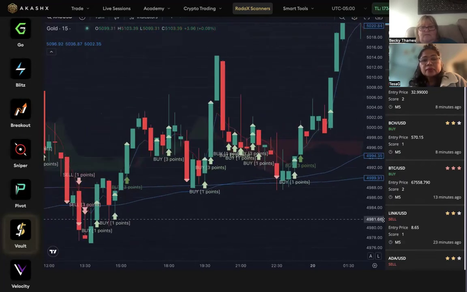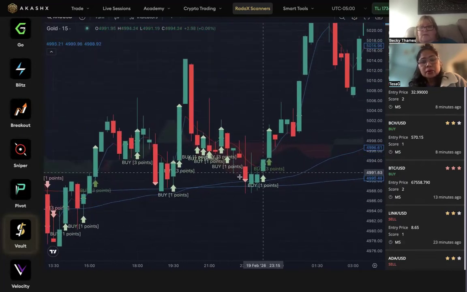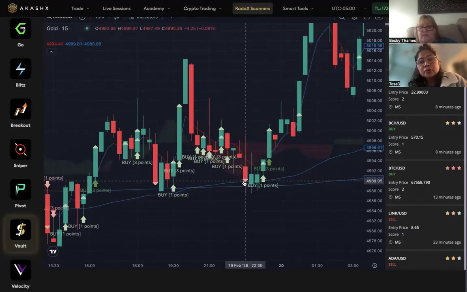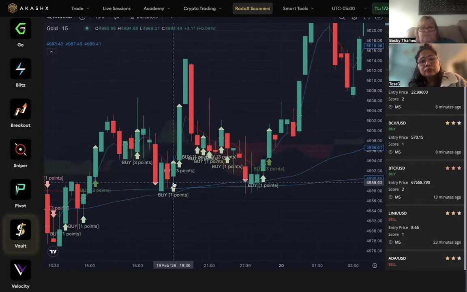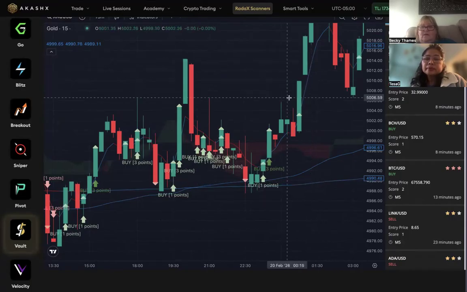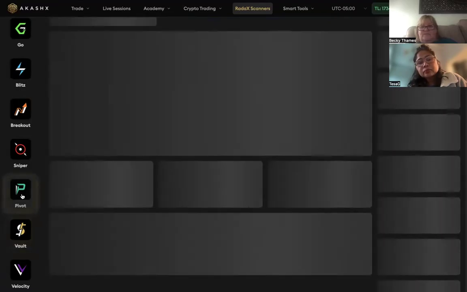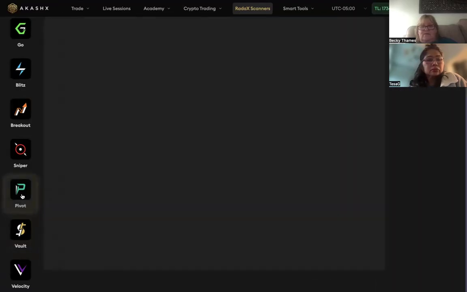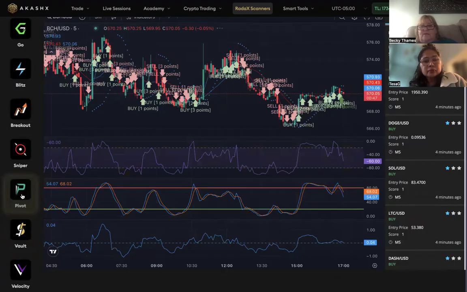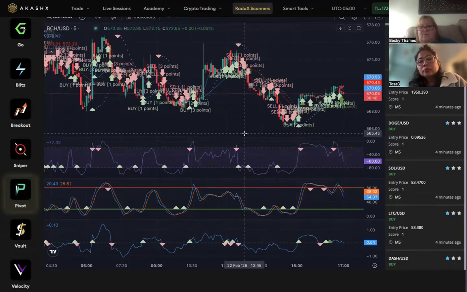So here it was just basically buy, buy, buy. Here was a little sell, but it didn't sell, it consolidated. It was mostly buys, and this was Friday, last Friday. So it was very bullish on Friday. So that's the vault. And then here's the pivot. Same difference. You just see what that scanner looks like, and you spread it out, and you can use those.